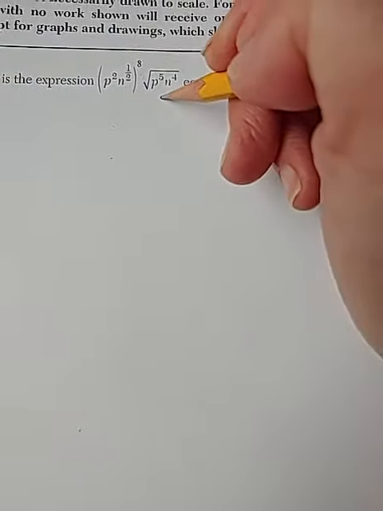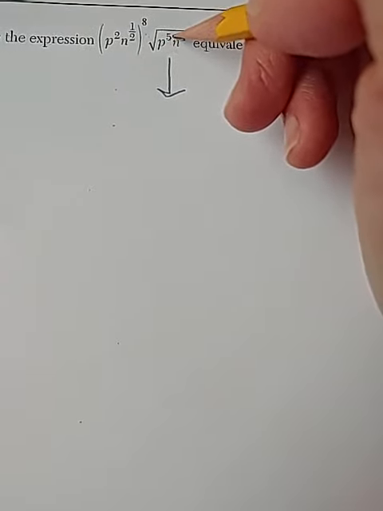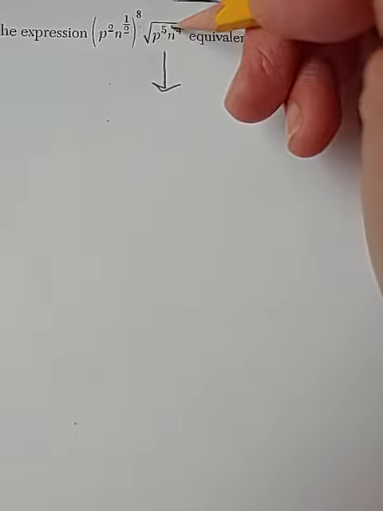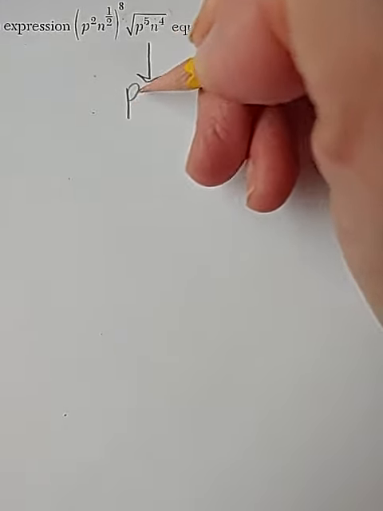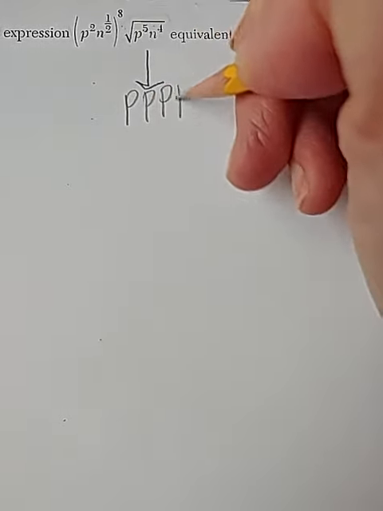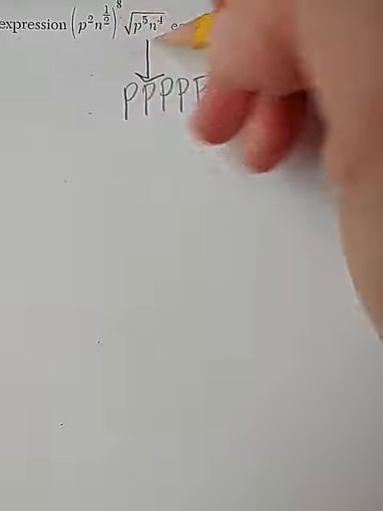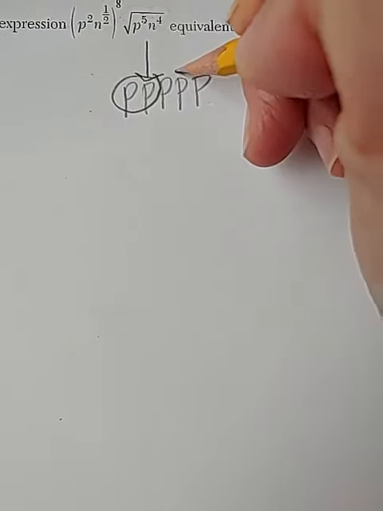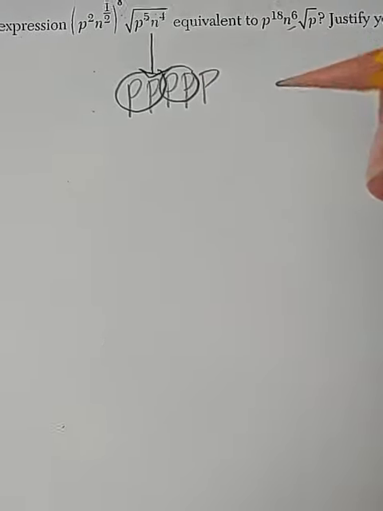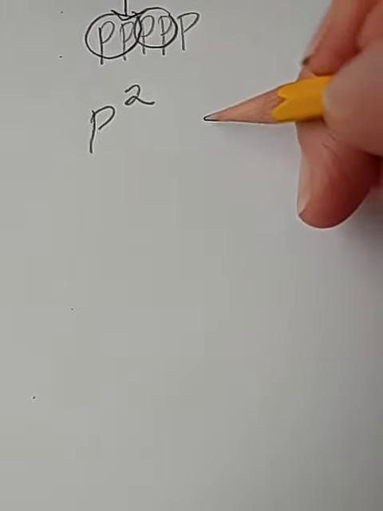All right, so I'm going to work on this guy first. This is the square root of p to the 5th. Okay, so p to the 5th is really 5 p's. So that radical is not in simplest radical form because technically I can take out 2 groups of p, giving me p squared. And there's a p left on the inside.